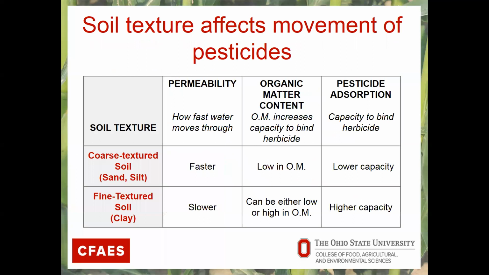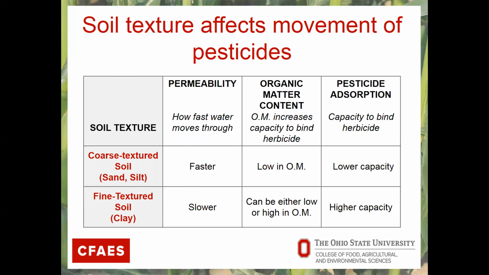This table summarizes how the soil texture affects the movement of pesticides. If you remember, soil texture describes the particle size of the soil, with coarse textured soils being those that are high in sand and/or silt, and very fine texture soils have high clay content. The very coarse textured soils are highly permeable because they have large particles and large pore spaces for water to move in. Water can move through them very quickly.